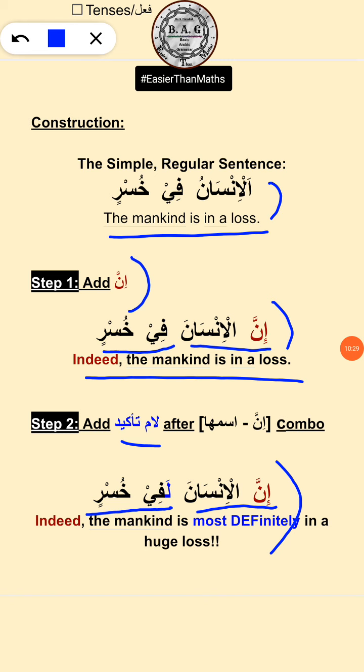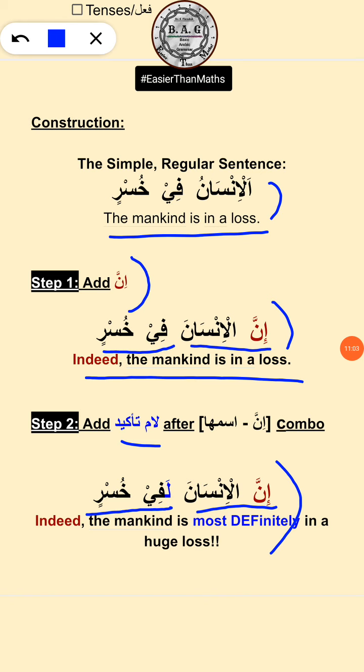Okay, we just say it like this: indeed the mankind is most definitely in a huge loss, or simply indeed the mankind is in a huge loss. Now, does this sentence give the impression of any stress or urgency or importance? It doesn't exactly do that, does it? Because you see, one of the important points of a language or of a speech is its tone. Okay, so what kind of tone is being used?